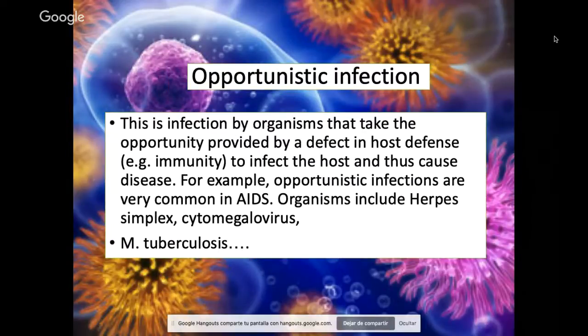On the other hand, opportunistic infection is an infection by organisms that take the opportunity provided by the defective host defense to infect the host and cause the disease. For example, opportunistic infections are very common in AIDS. Organisms include herpes simplex and cytomegalovirus.